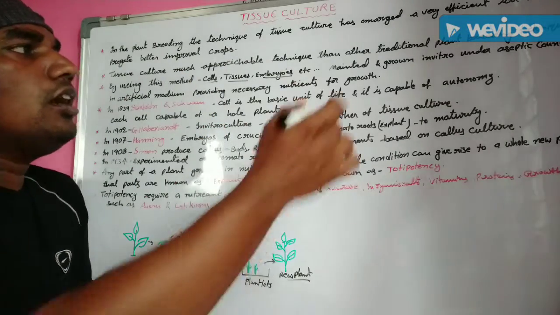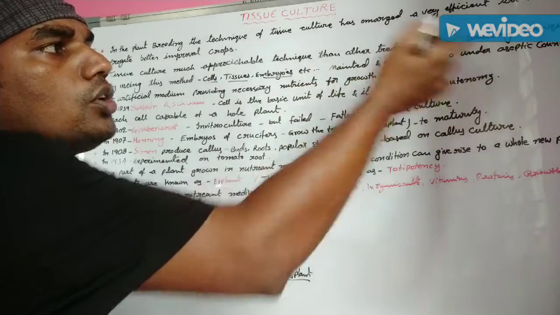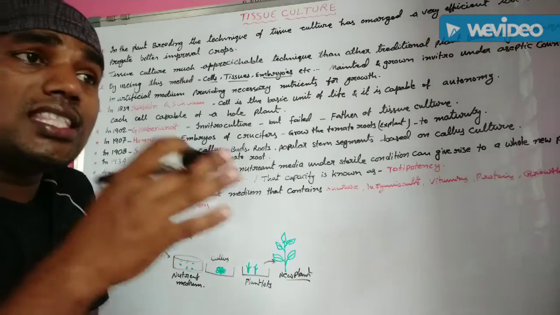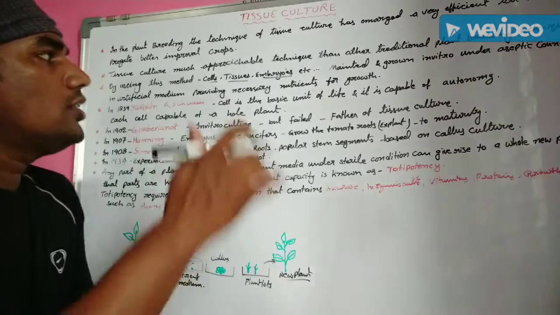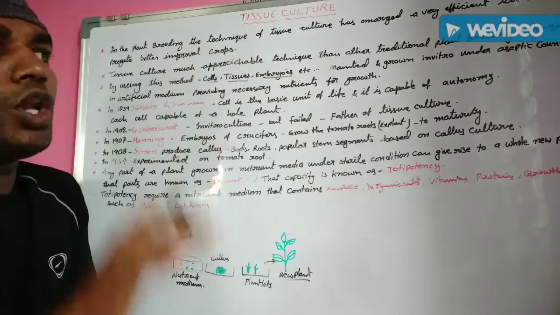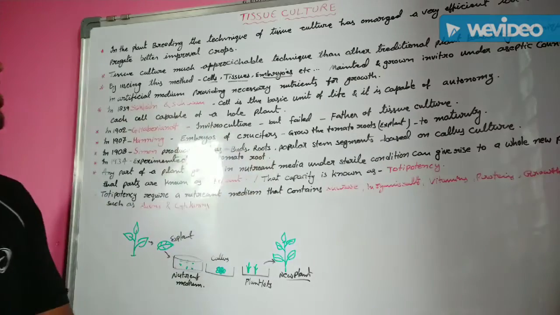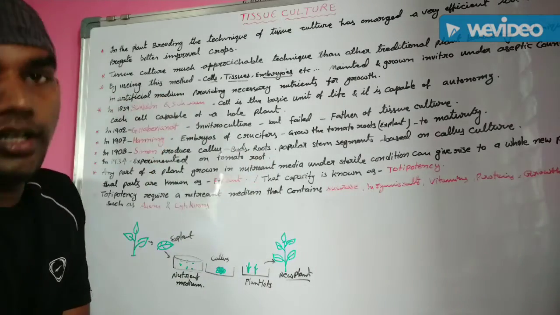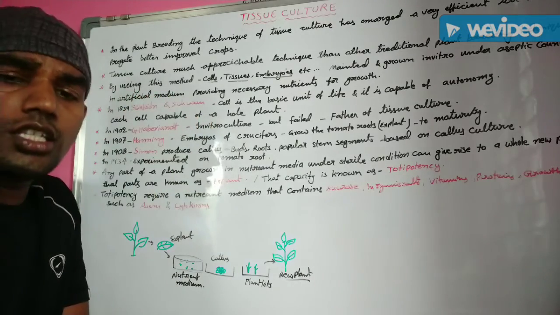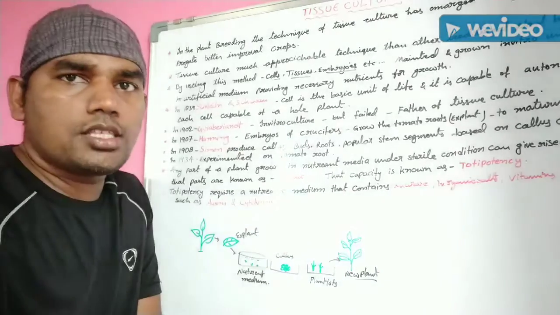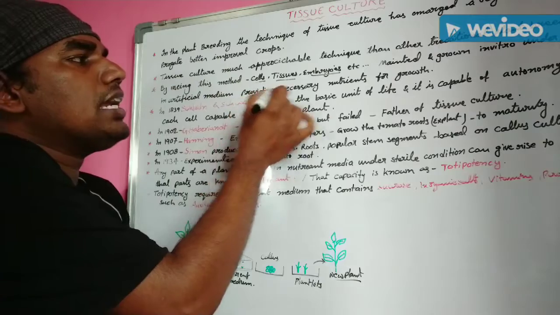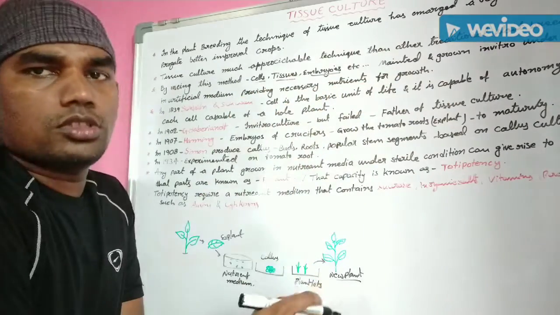And these are maintained and grown in vitro under aseptic conditions, not septic conditions. It is aseptic condition. These cells or tissues or embryos are maintained and grown in vitro under aseptic conditions in an artificial medium. MS medium is extensively used in tissue culture. And this nutrient medium provides necessary nutrients for growth.